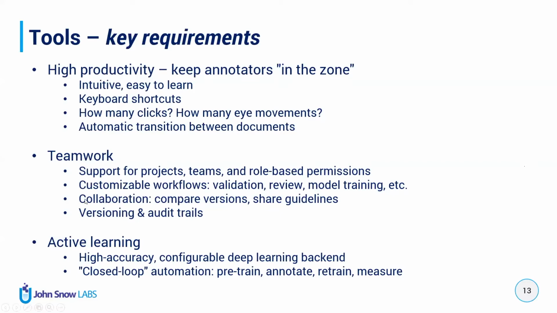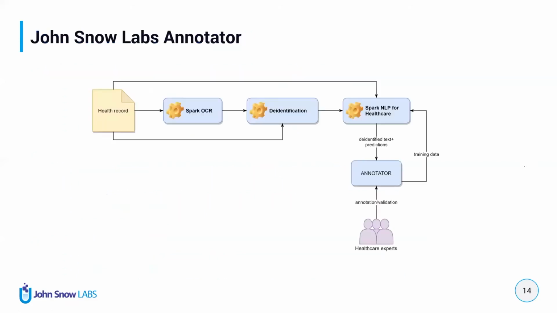Okay, another very important thing is the audit trail and the versioning of the annotations and also of the models that we are using for predicting labels. And then also support for active learning is very crucial because this will speed up the annotation process and it will ensure high accuracy of the results.